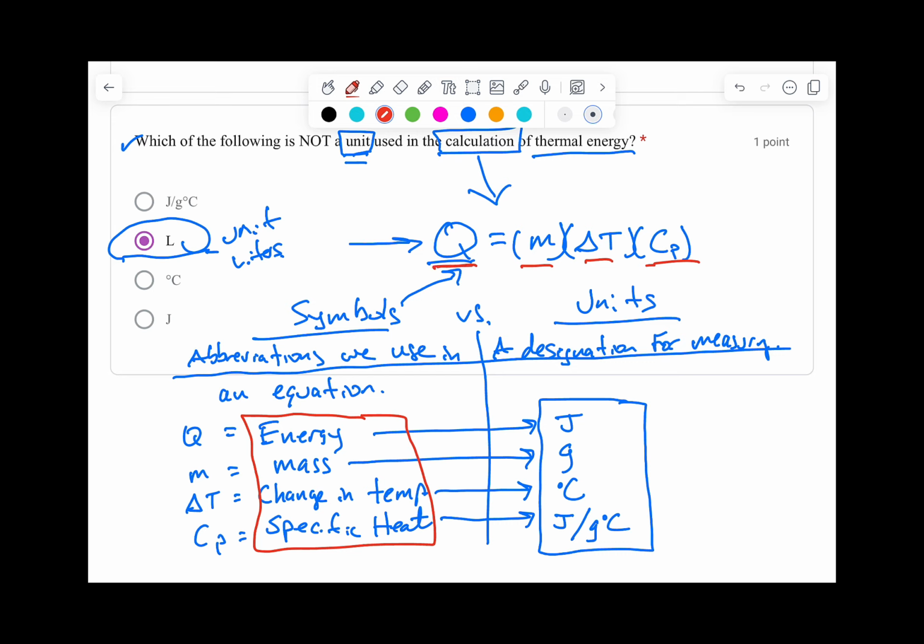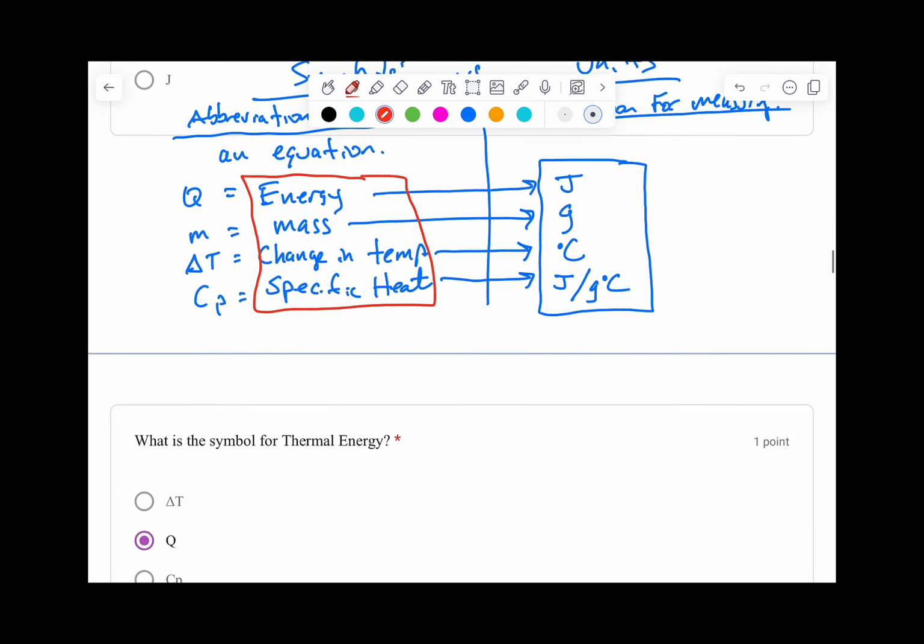Okay, now I know it may seem weird that you use Q to represent energy, but you have to understand that a lot of these symbols and abbreviations were created when people were still using the Latin language and that alphabet. So some of these things get carried over. So don't get too caught up in that. Just know that symbols are abbreviations for when we're making a whole formula, and units are what we use when we're designating measurements. Okay, let's move on to the next. I know there was a lot in that one.